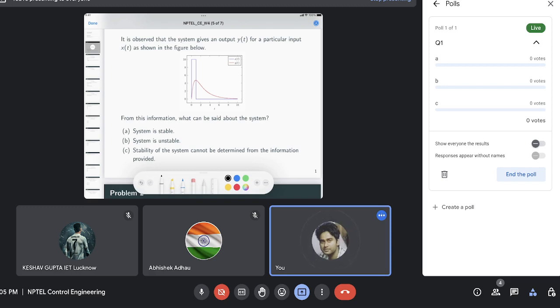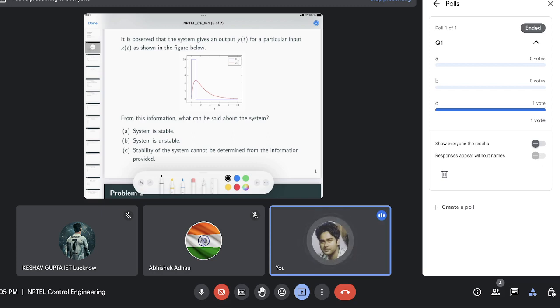Okay, so let's discuss this question. You are given one scenario where, for the system, an input is given. The blue line is the input. As you can see, this is a bounded input, right? Its value is 10 from around 0 to 1, and after that it is 0. So it's a bounded input, and the output is also, as you can see, decreasing. So it is a bounded output. For a bounded input, the response is bounded.